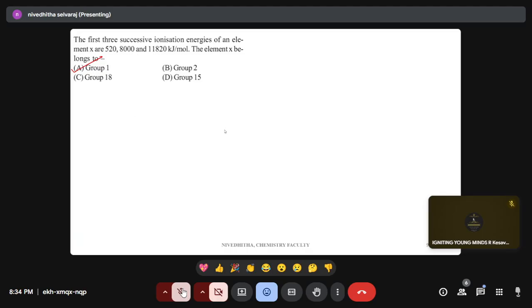I have another question. What is the answer for this question, Kana? The first ionization potential is maximum for which of the elements? Nitrogen, ma'am. Nitrogen. Justification, Kana? Why nitrogen and why not oxygen?